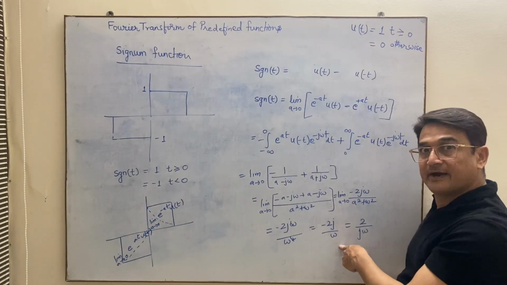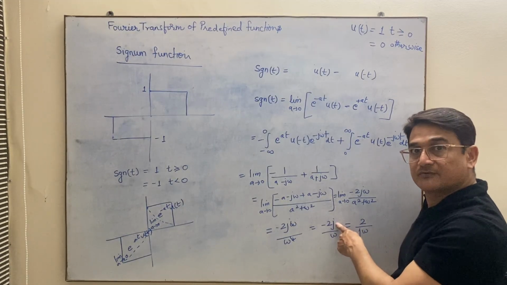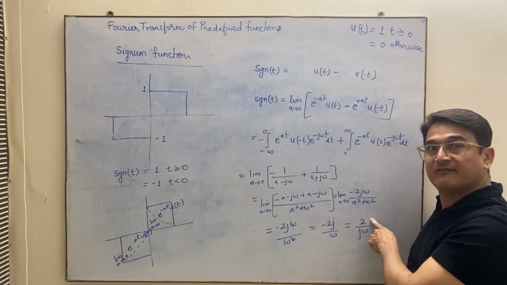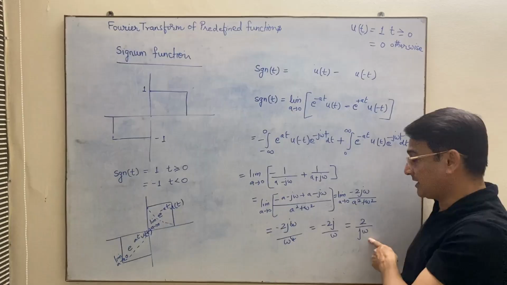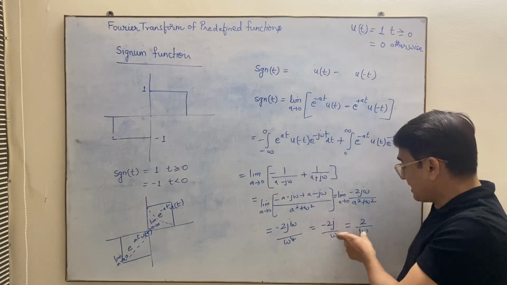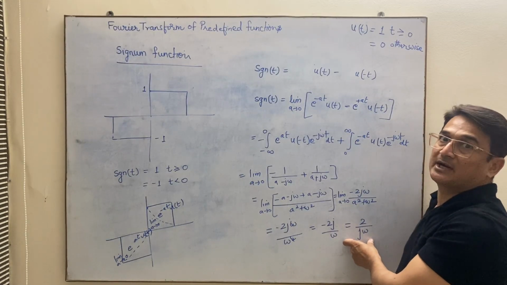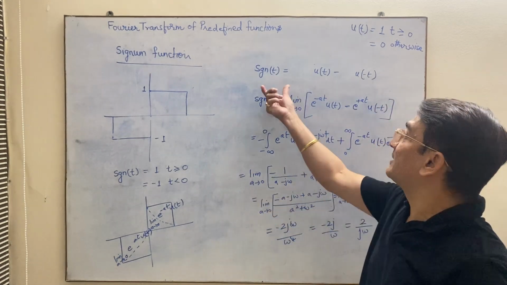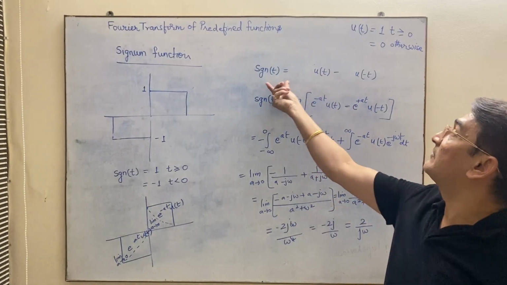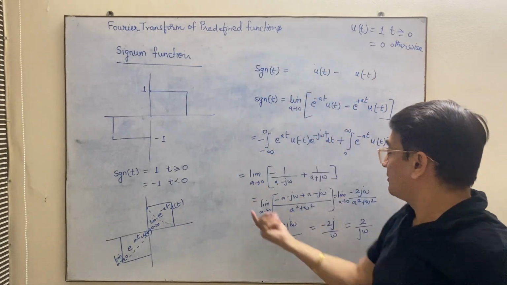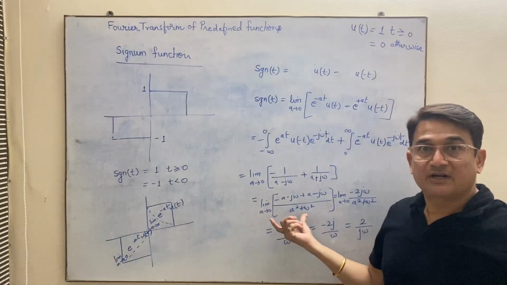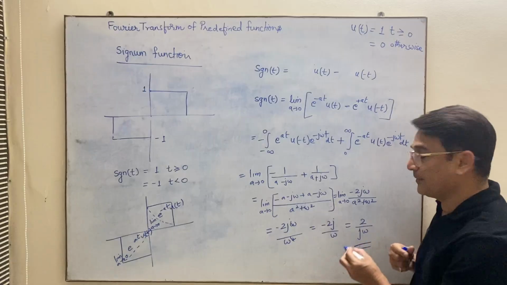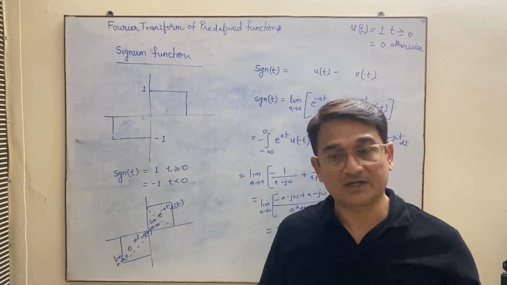If you multiply and divide with j, this will become j square, and j square gives the value minus 1. So minus minus will become plus. The numerator will become 2 and the denominator will become j omega. So either you can write minus 2j by omega or you can write 2 by j omega. This is the Fourier transform of the Signum function. The Signum function cannot be calculated directly, so you have to go through a different process, and the Fourier transform comes out as 2 by j omega.